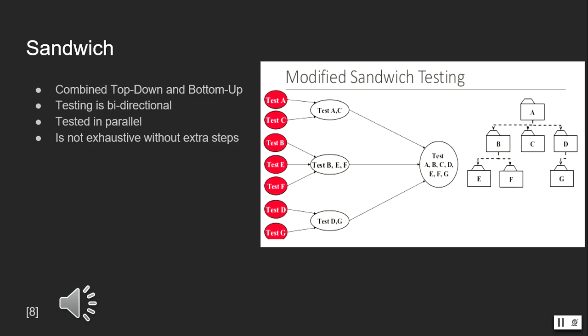Here, the top-down and bottom-up approaches discussed above are combined together. The system is perceived as having 3 layers: the middle layer, which is the target layer, a layer above the target, and a layer below the target. Testing is done in both directions and converges at the target layer, which is in the middle. An advantage of this approach is that the top layer and bottom layer of the system can be tested in parallel. However, the limitation of this approach is that it does not exhaustively test the individual subsystems before integration.